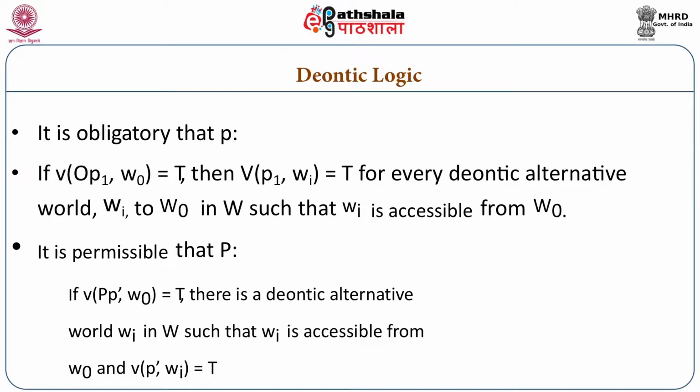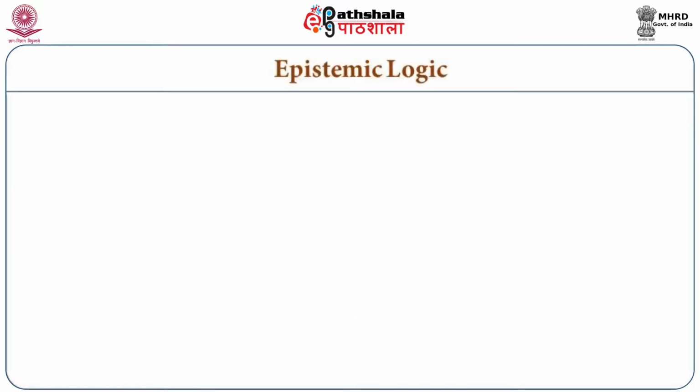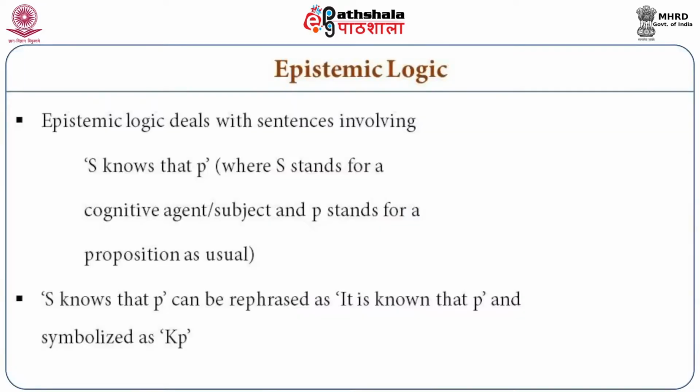Now, from here we can go on to talk about other logical systems. It is epistemic logic. It is also an extension of sentential logic, but we will make the necessary modification to give it a modal character. So, epistemic logic will deal with sentences like S knows that P. In other words, S is a cognitive agent or cognitive subject, and P stands for proposition. So we can modify this by saying that it is known that P. So instead of introducing the subject S, we'll just say it is known that P, and it can be symbolized by KP.